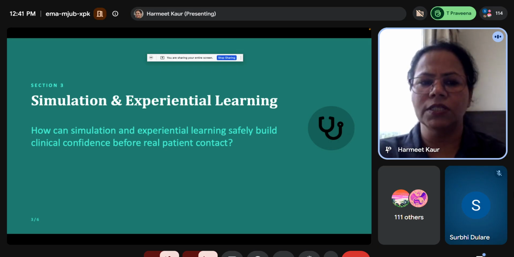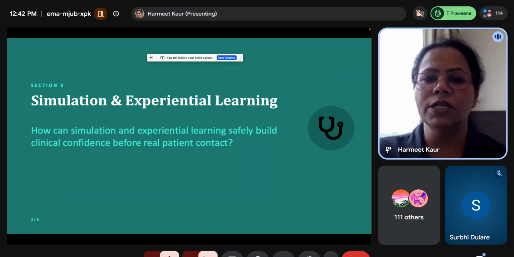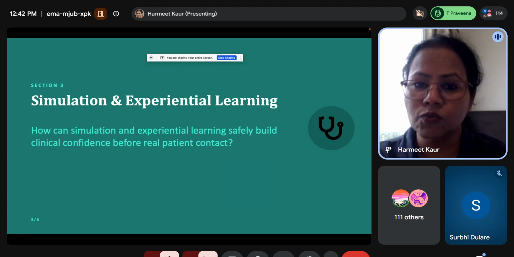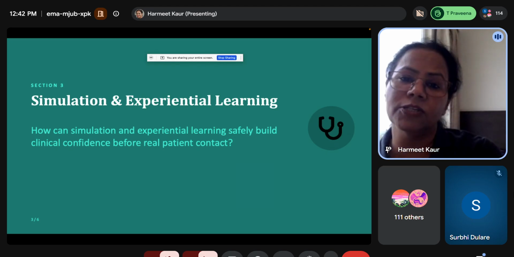How this particular innovative strategy, particularly simulation experiential learning, can safely build clinical confidence before real patient contact. So it is very important that we prepare our students for their real patient contact.